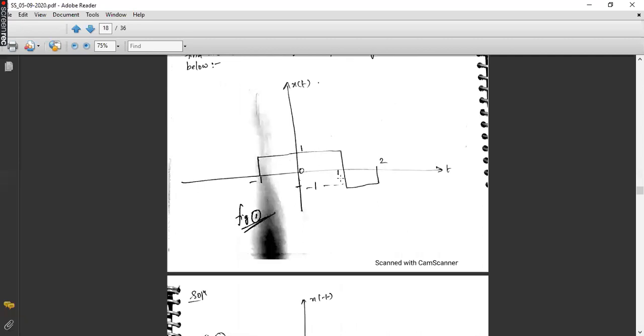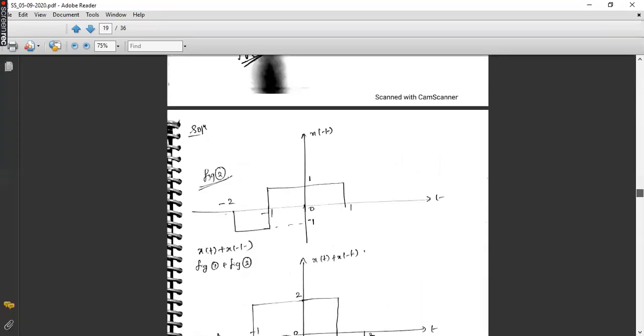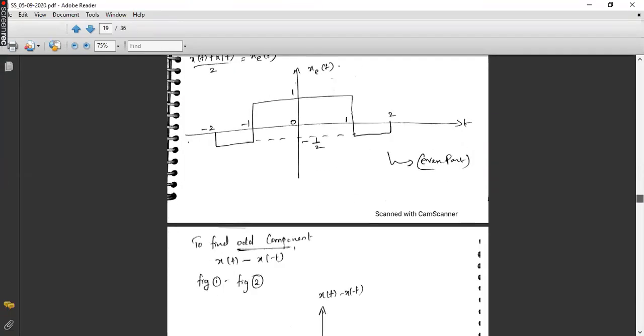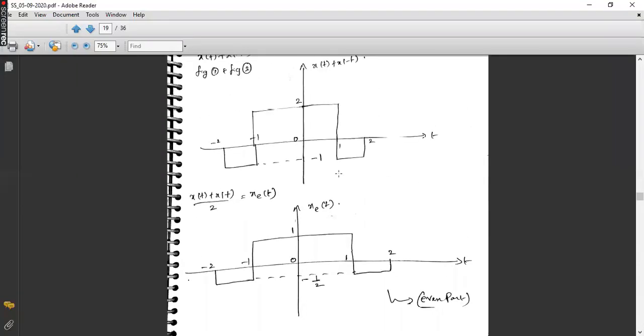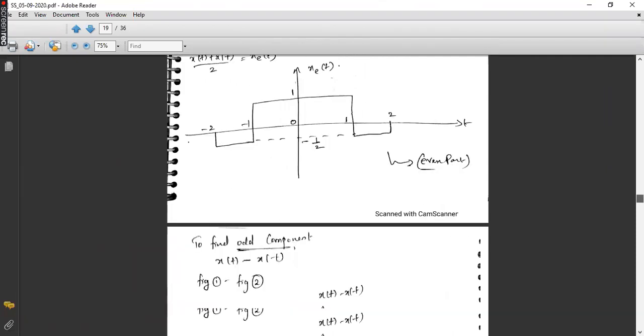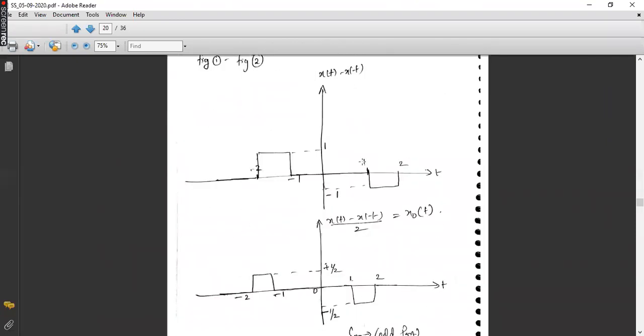Now, is it clear? From 1 to 2, here you have negative 1, and here you have 0. So negative 1 minus 0 is negative 1. So you are plotting negative 1 during the time interval 1 to 2, as shown here.